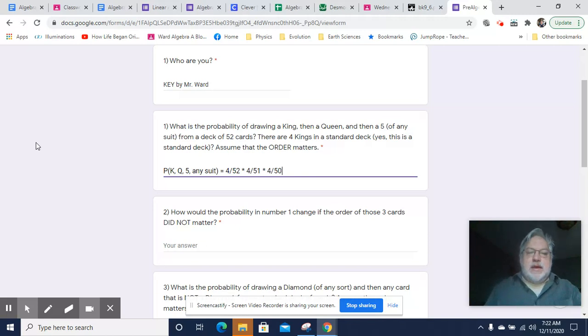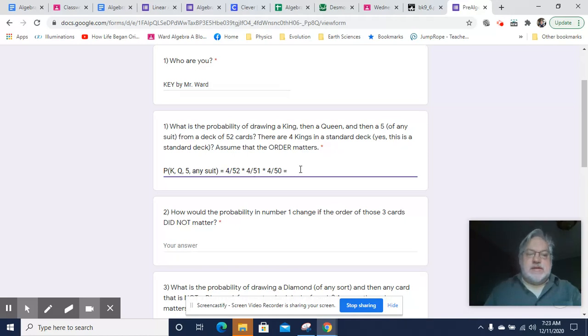And I need to state that not only does the order matter, but we're not replacing. If I don't say we're replacing, you can assume I'm not replacing, but I will fix that in the Do Now in just a second to make it really clear. So we're going to multiply that out.